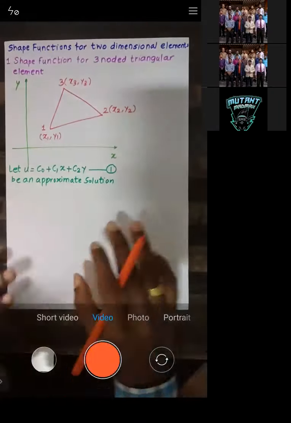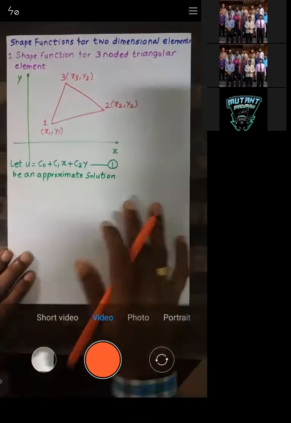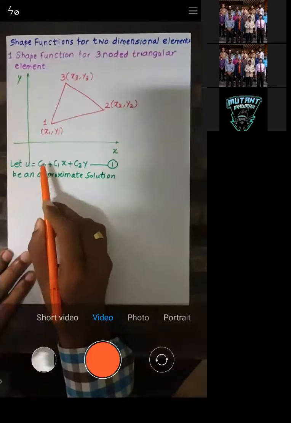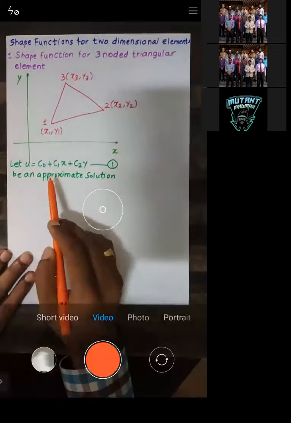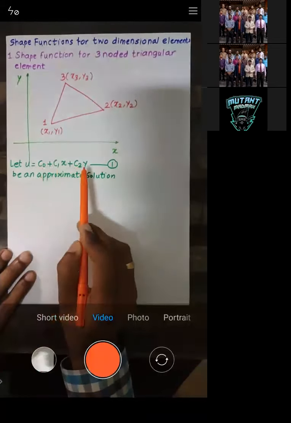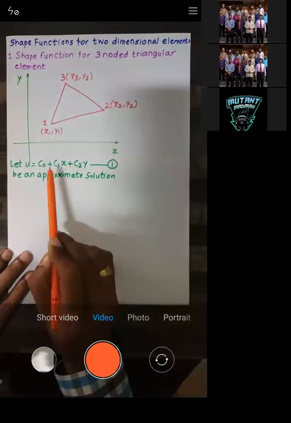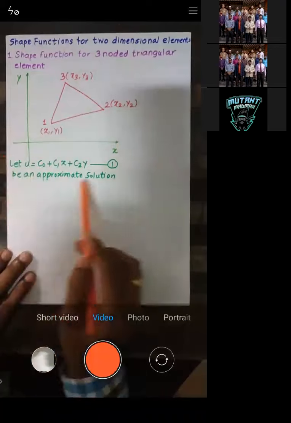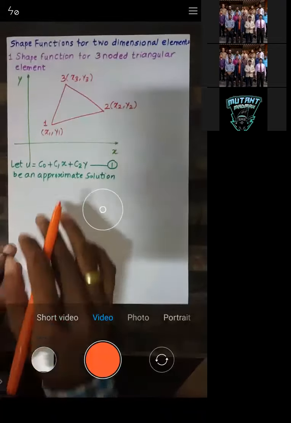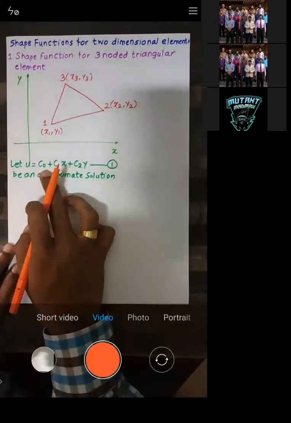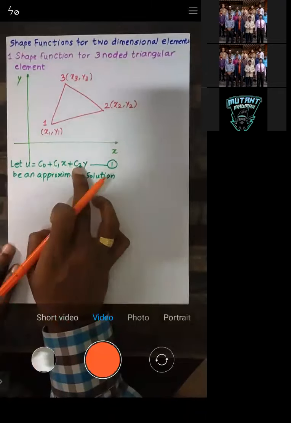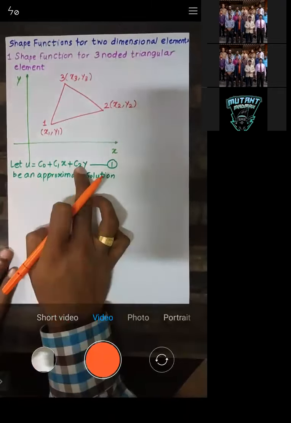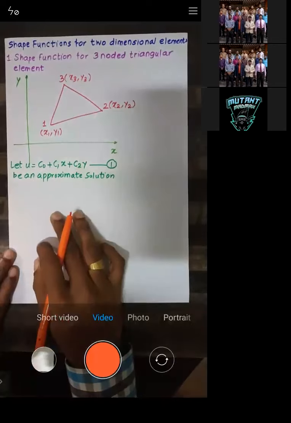Okay. So now we are interested in evaluating the values of C0, C1, and C2. Once we have the values of C0, C1, and C2, we will put them into this equation. So for deriving the values of C0, C1, and C2, we will impose the boundary conditions.